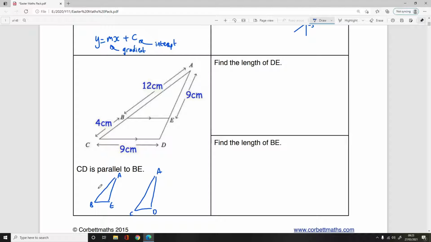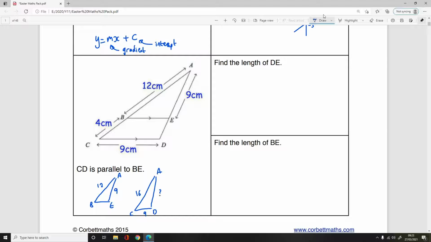So for A to B, we know that's 12, A to E, we know that's 9, B to E we don't know, that's something we have to find out. A to C, that's 16, because it tells you in the question, and C to D, that's 9. And A to D is like, I guess you'd call it 9 plus X, maybe? Or you might just want to leave it as a little question mark for now.